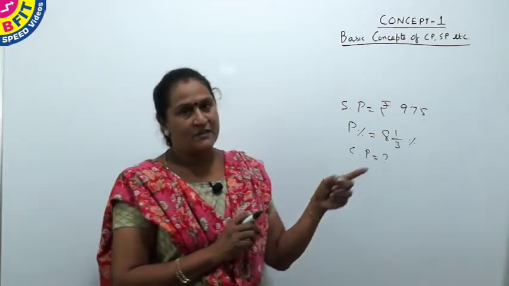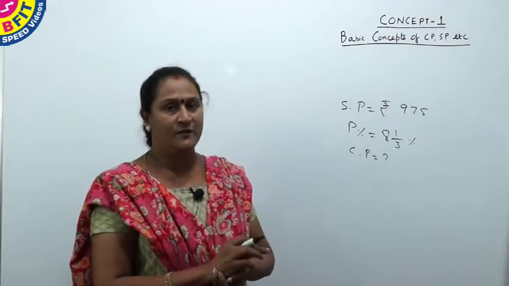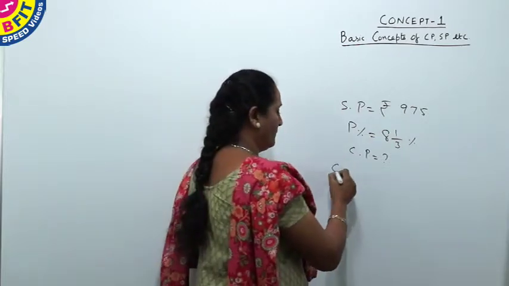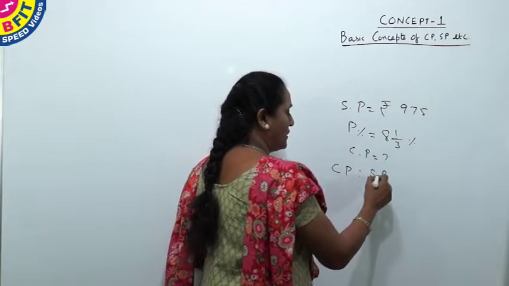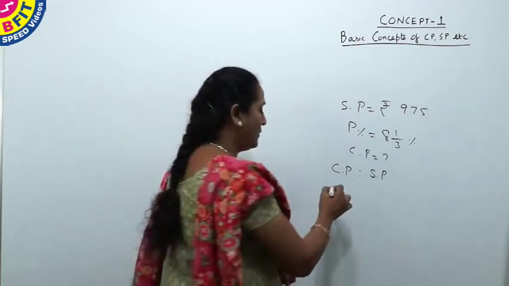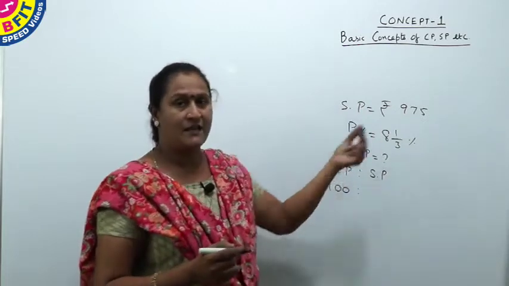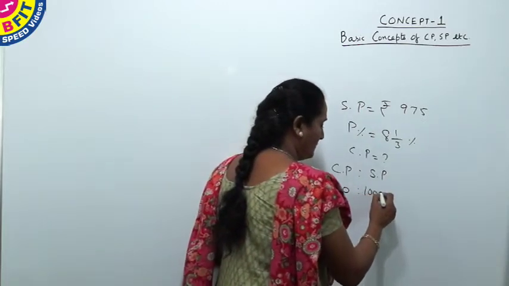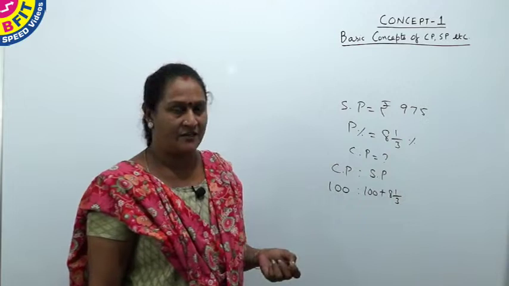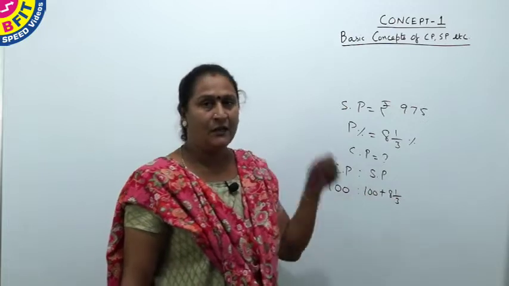So here profit percent is given in percentage. When it is given in percentage, assume that cost price is 100 rupees. If it was in fraction, as in the previous question, we took it as 1. So we'll write the ratio for cost price and selling price. Profit is 8 1/3%, so we'll take cost price as 100. Then what will be the selling price? 100 plus 8 1/3. Here the profit percent is a mixed fraction, so you convert this to an improper fraction. When you convert, 24 plus 1, 25/3.